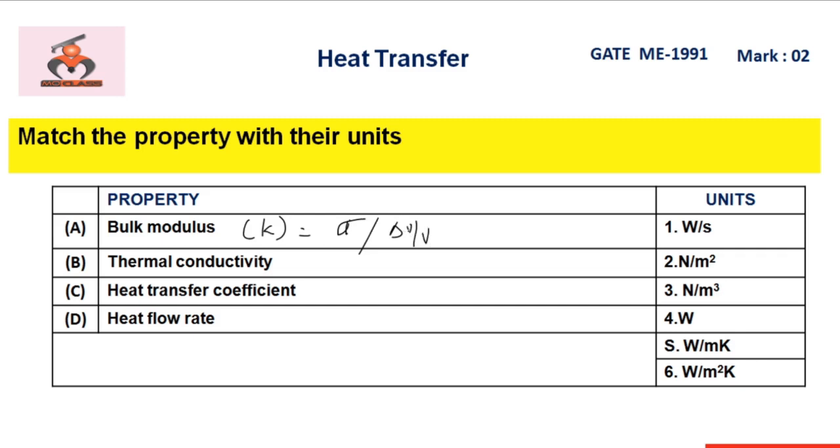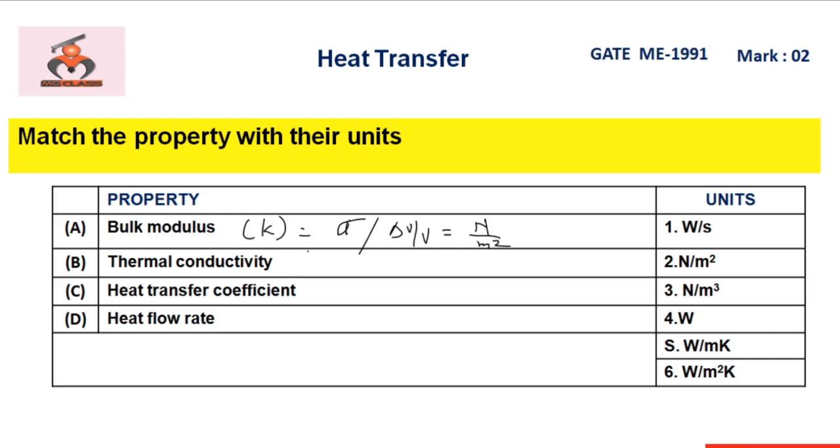So this is in the denominator, dV is the change in volume to the original volume, so the units will cancel, and only the unit of stress will be there, that is Newton per meter square, because in the column the SI unit is given, so Newton per meter square will be here.